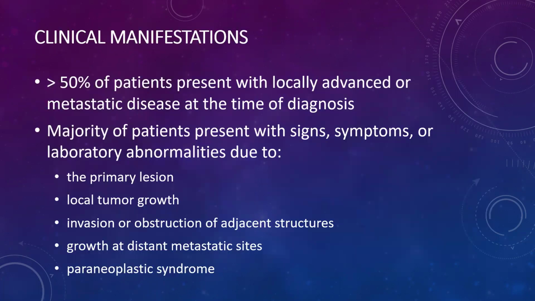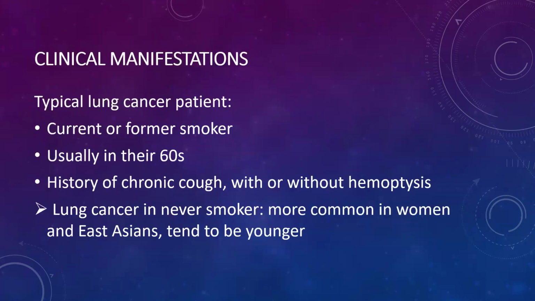Okay, so for the clinical manifestations, more than 50% of patients usually present with locally advanced or metastatic disease at the time of diagnosis. Unfortunately, most of the time when patients come in, they're already at the advanced or metastatic stage. The majority of patients will present with signs, symptoms, or laboratory abnormalities due either to the primary lesion, local tumor growth, invasion or obstruction of adjacent structures, growth at distant metastatic sites, or even a paraneoplastic syndrome.